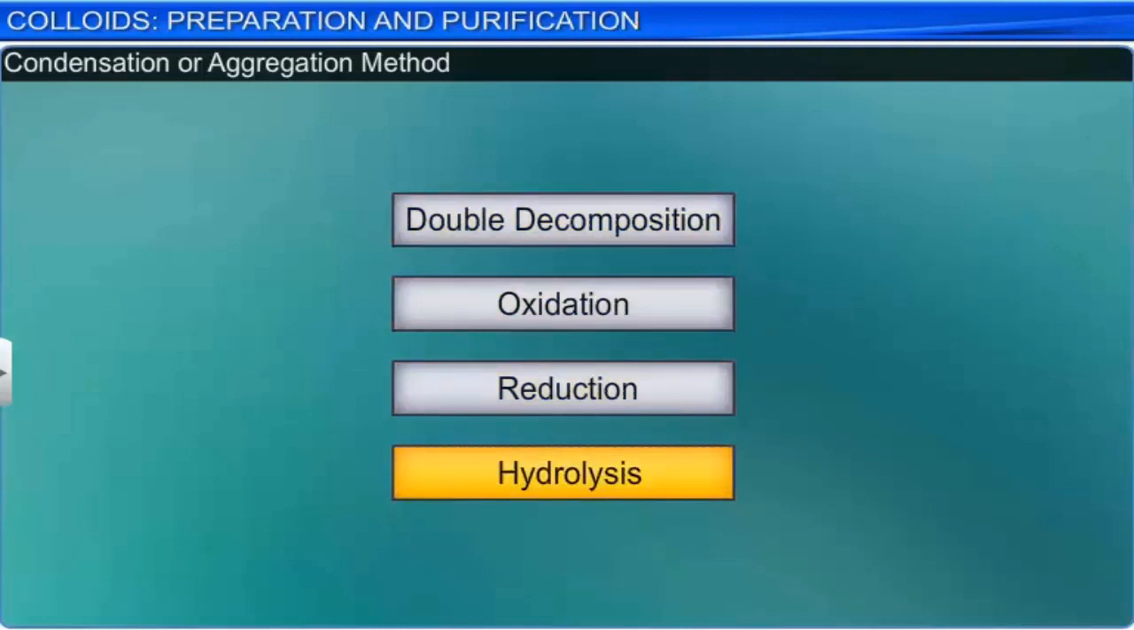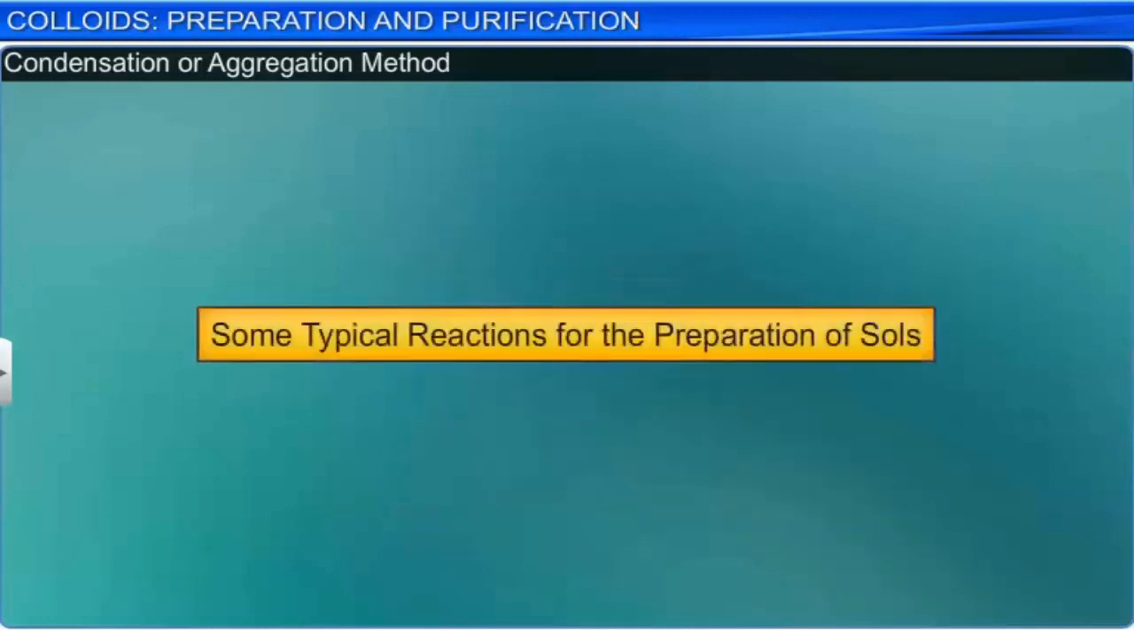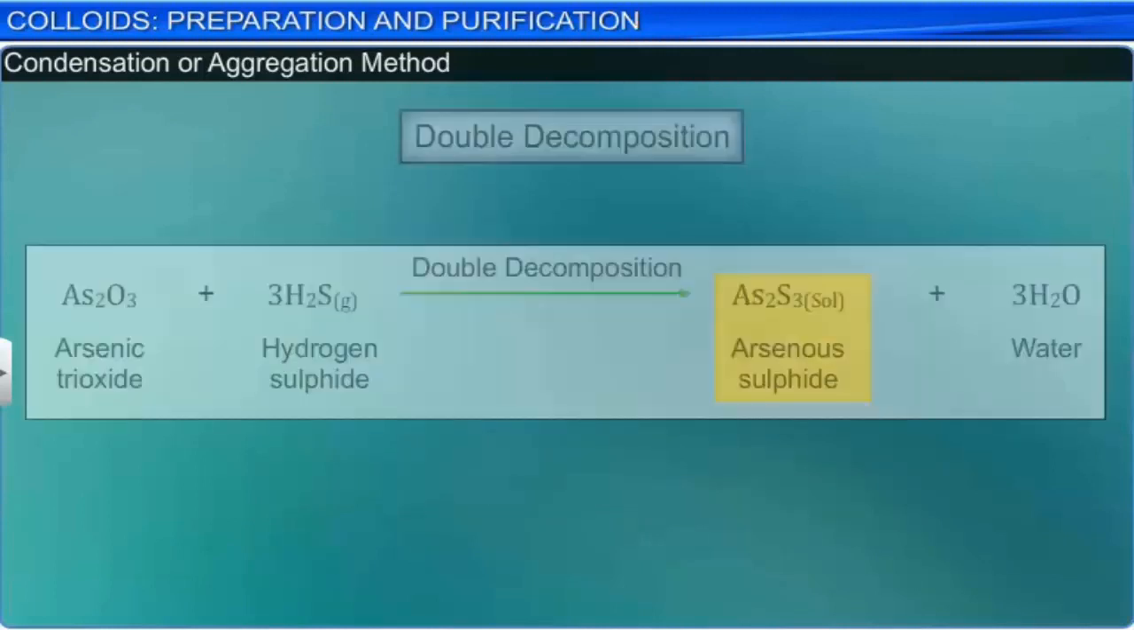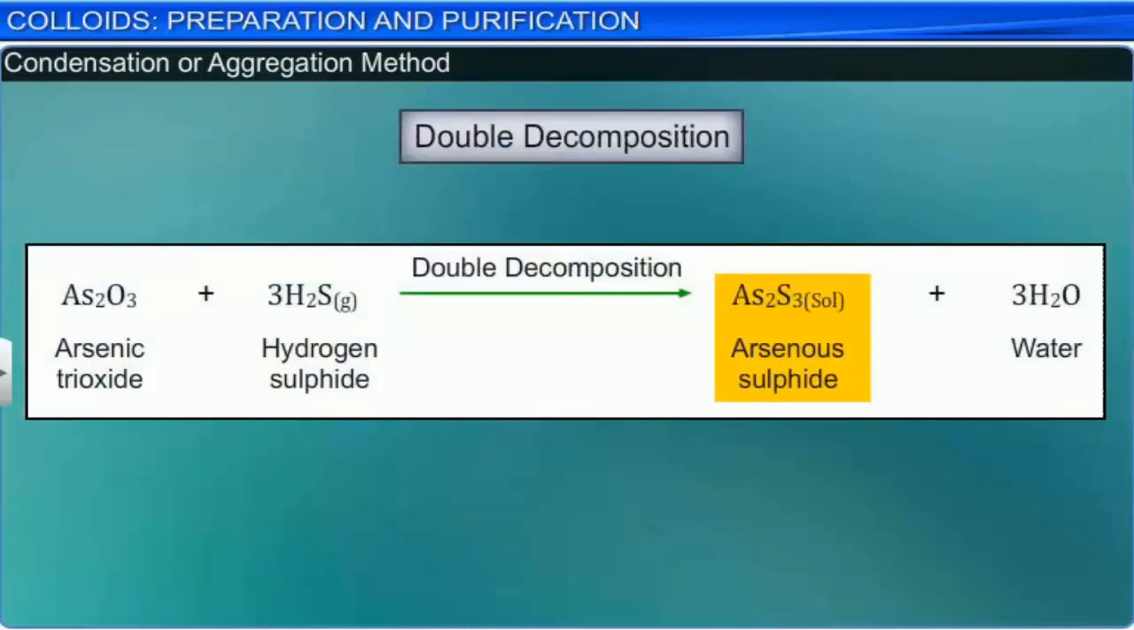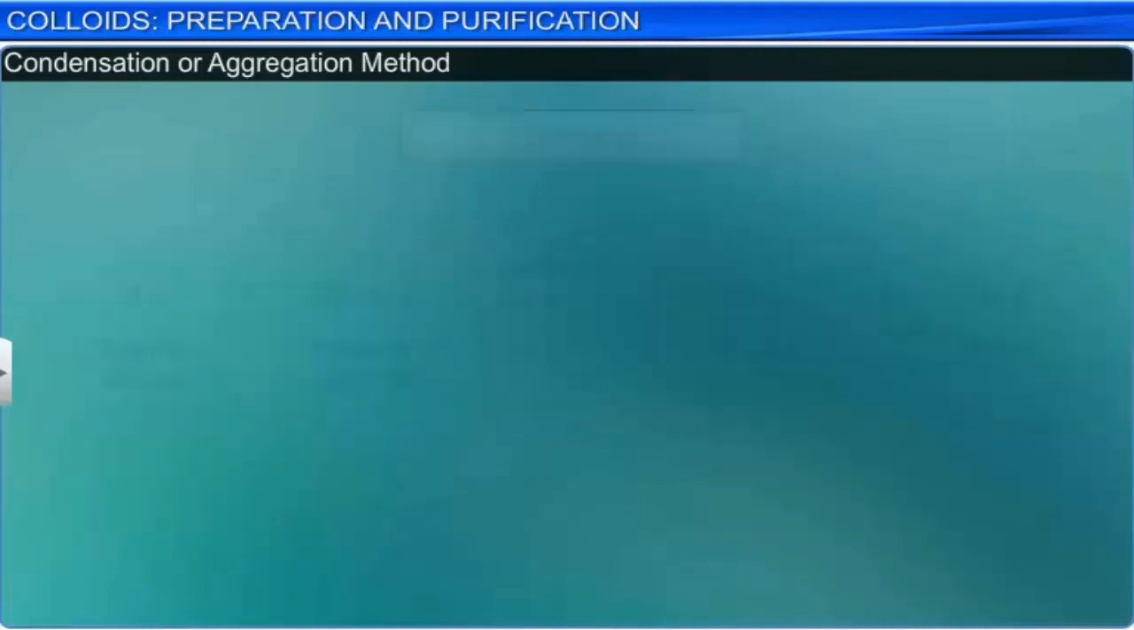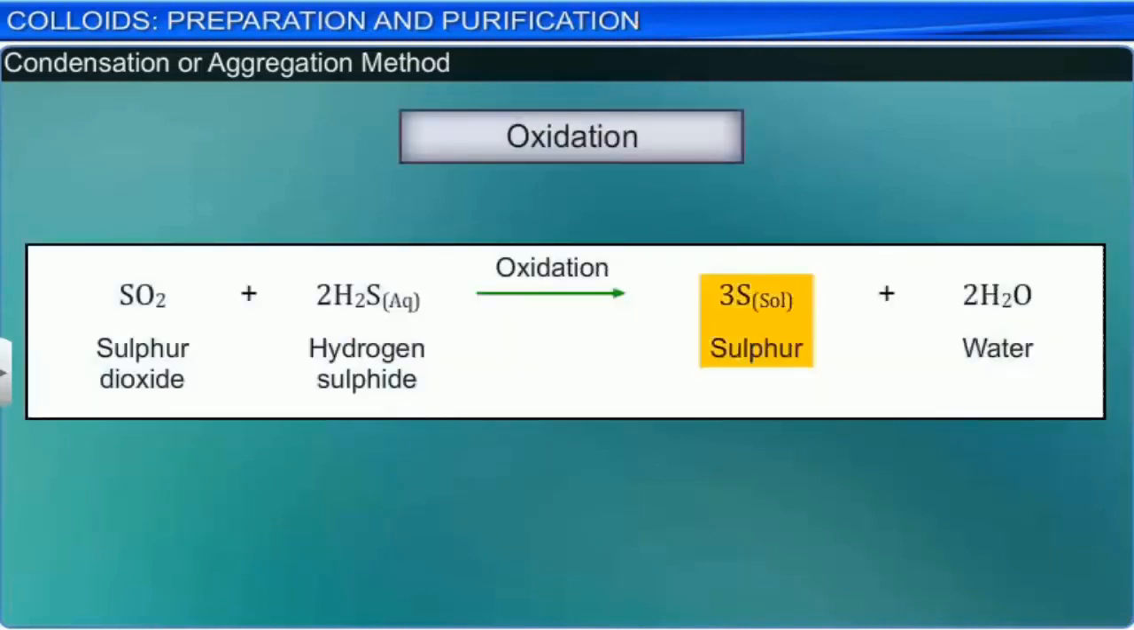Let us now discuss some typical reactions for the preparation of sols. Arsenous sulfide sol can be prepared by double decomposition reaction. Hydrogen sulfide gas is passed through a dilute aqueous solution of arsenous oxide to yield arsenous sulfide sol. A colloidal solution of sulfur can be prepared by oxidizing an aqueous solution of hydrogen sulfide with an oxidizing agent like sulfur dioxide.